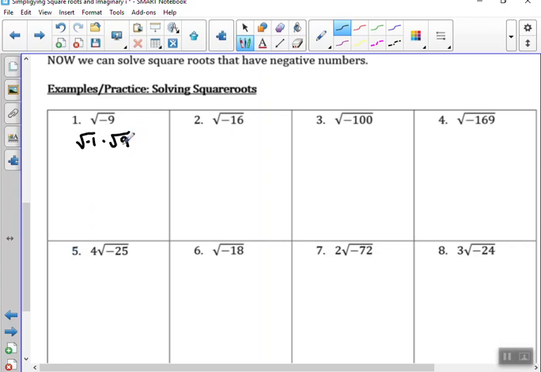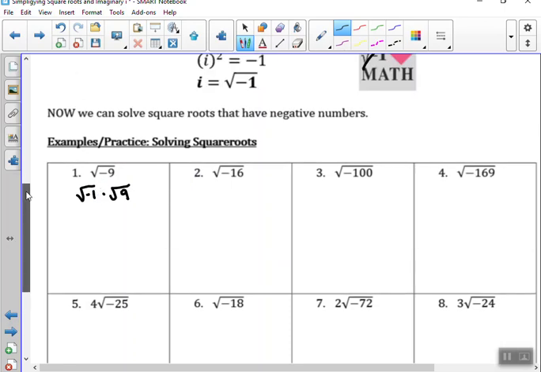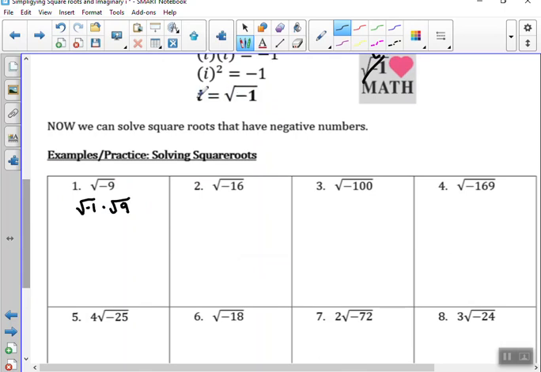Okay, we need to get rid of the negative on the 9. To do that, we just take it apart and put square root of -1. What is square root of -1 equal to? I. Okay, so I. And then what is square root of 9 equal to? 3. So we usually like to write 3 and then write the I after it. So this is my answer.